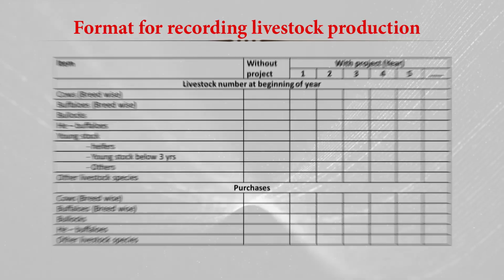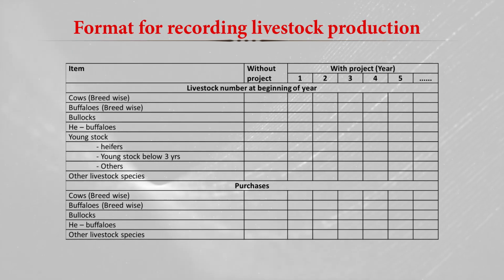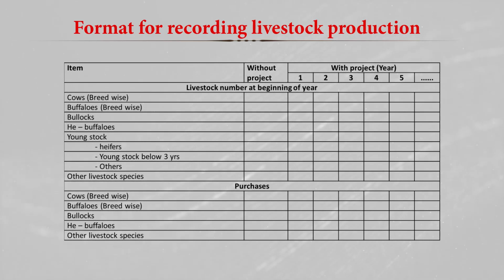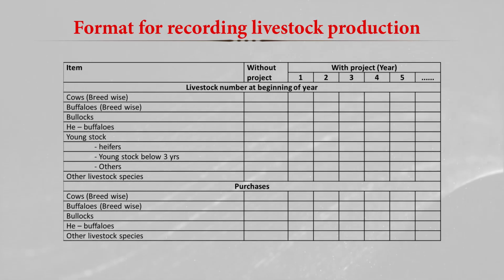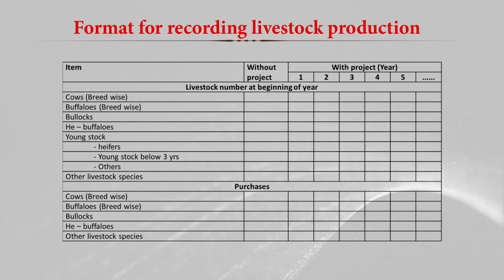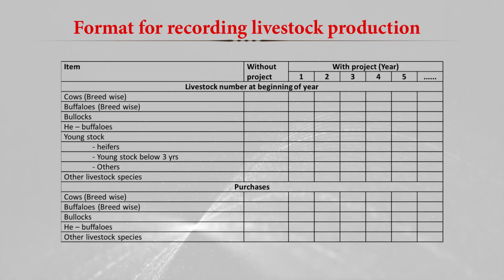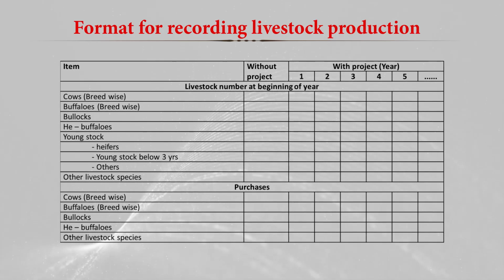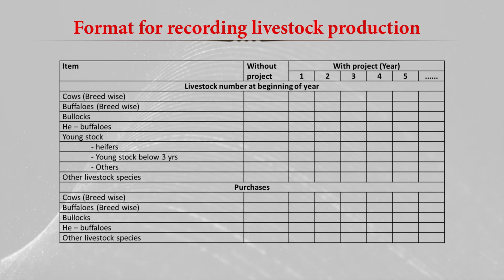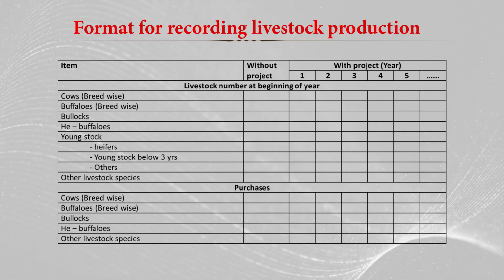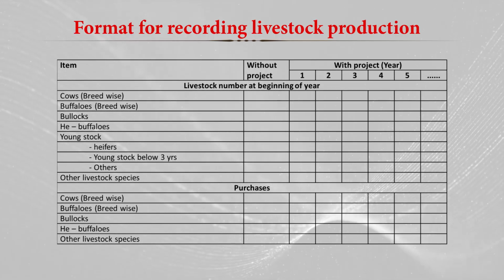So here the format for recording the livestock production is given. First we have to see the livestock numbers at the beginning of the year. So here we have different types of livestock like cows. Breed-wise cows we have to see the number, then buffaloes breed-wise again, then bullock, he-buffaloes, the young stock, the heifer, the young stock and others.